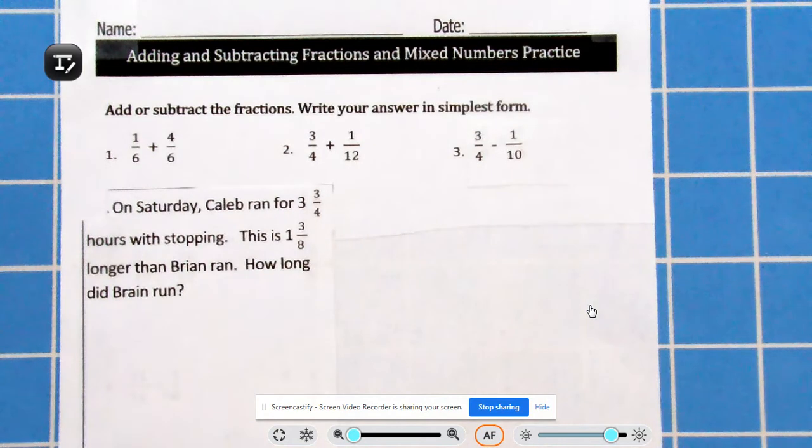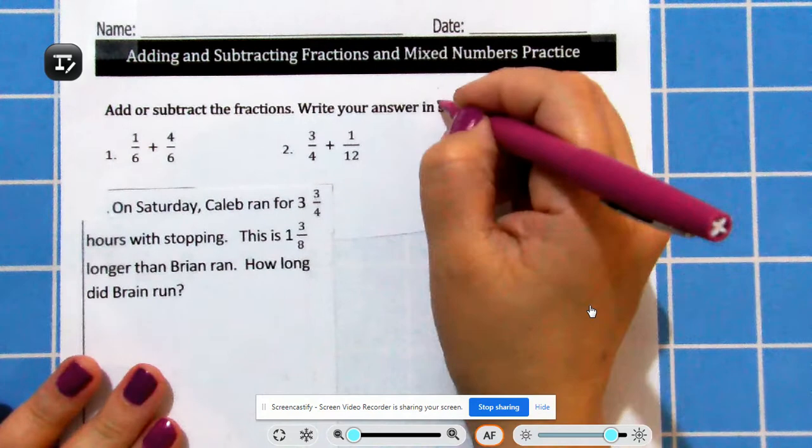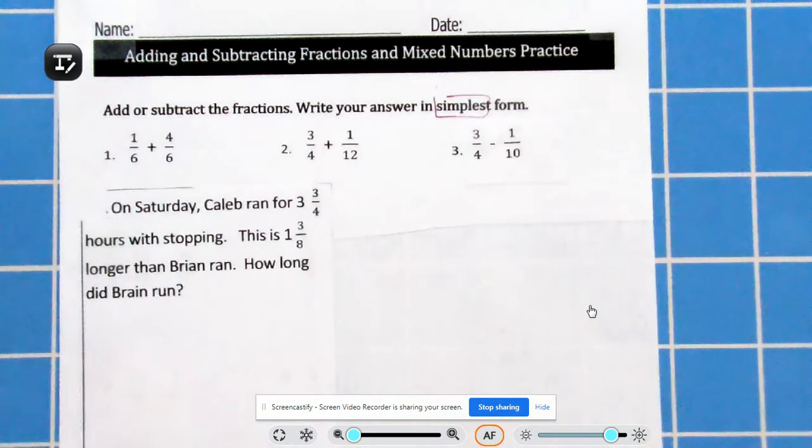All right, we're going to start out by reading the directions. Add or subtract the fractions. Write your answer in simplest form. That means you have to simplify your answers.